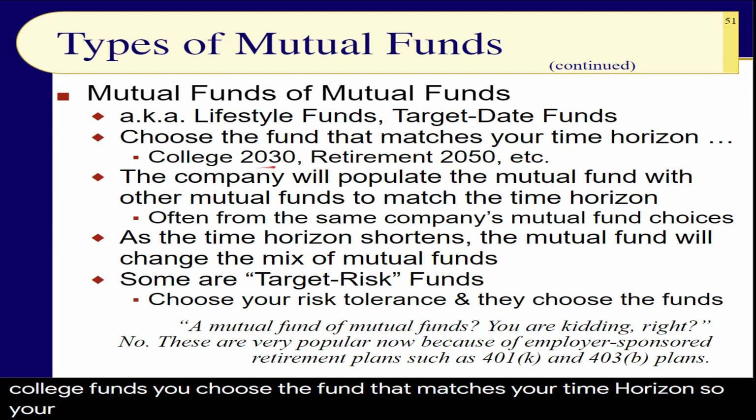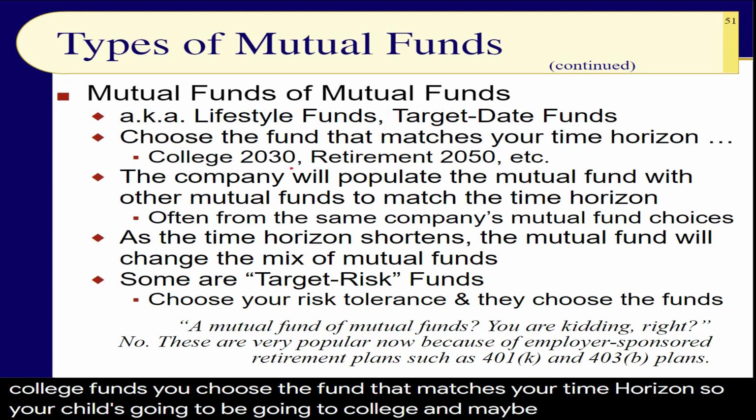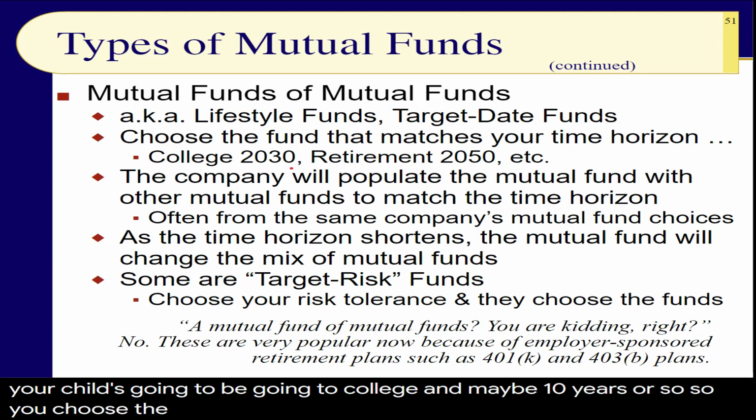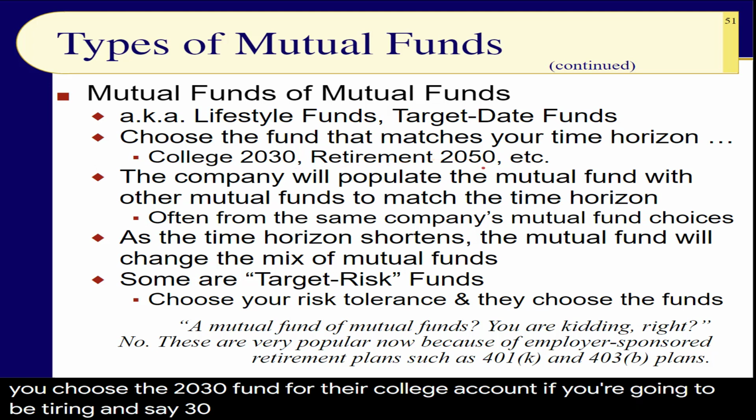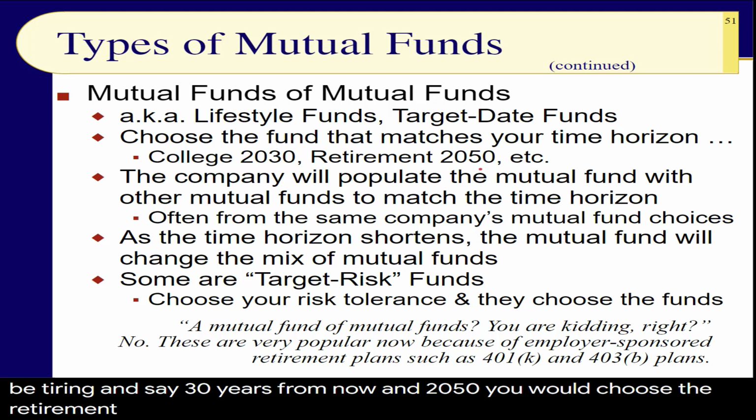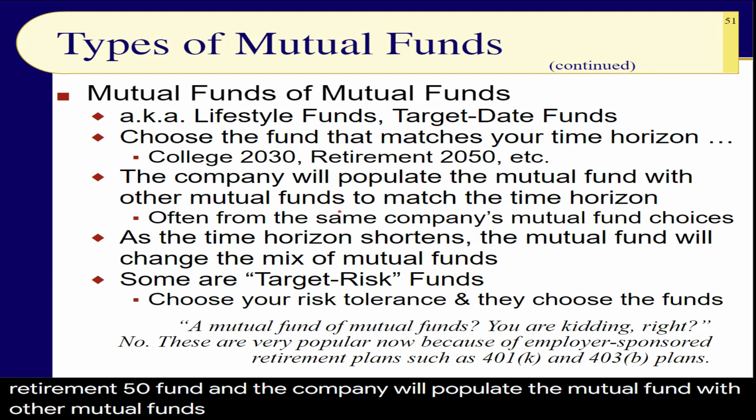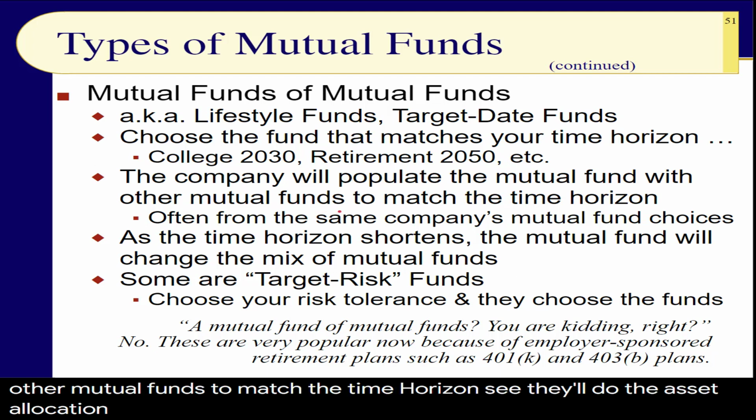Say your child's going to be going to college in maybe 10 years or so. So you choose the 2030 fund for their college account. If you're going to be retiring in say 30 years from now, 2050, you would choose the retirement 2050 fund. And the company will populate the mutual fund with other mutual funds to match the time horizon. See, they'll do the asset allocation for you.